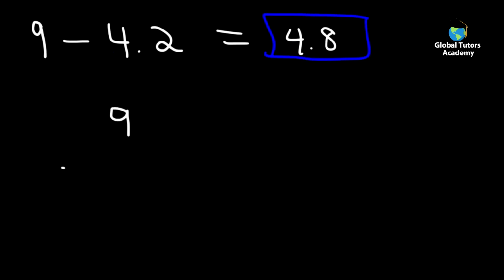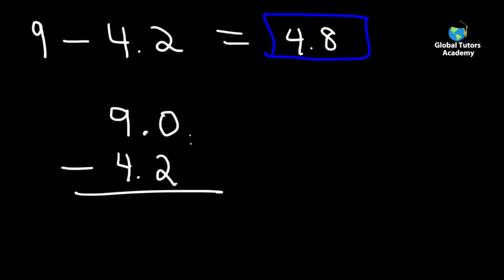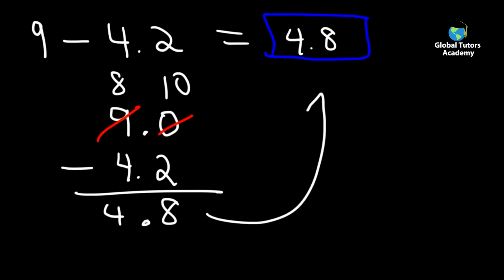9 minus 4.2. So instead of writing 9, we need to write 9.0. Now, let's borrow 1 from the 9, making it 8, and let's transfer the 1 to the 0, changing it into a 10. We can now subtract 10 by 2, which will give us 8, then the 8 here minus 4, which will give us 4. And so you get 4.8.